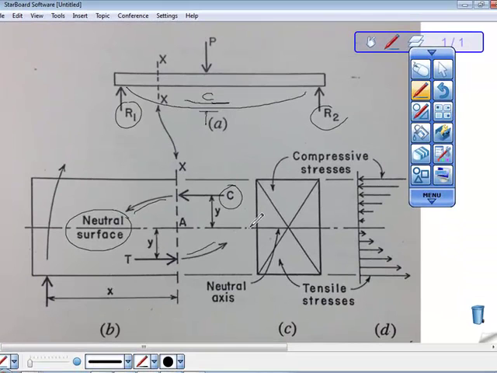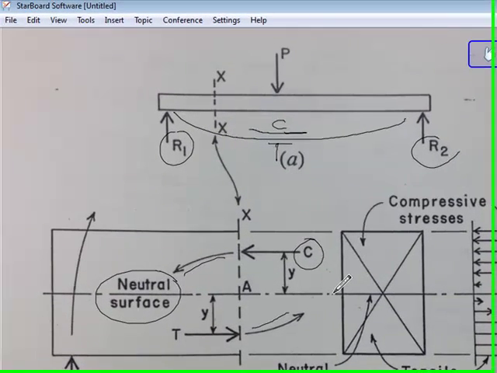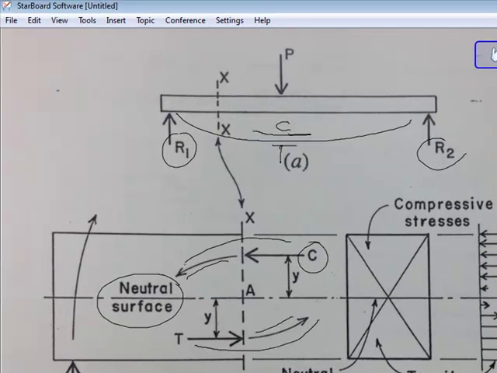So the sum of the moments in the compression and the sum of the moments in tension are equal to the reaction of the external force on the beam. So the sum of all these compressive moments and the sum of all these tension moments is going to be equal to the reaction of the external force on the beam, which will be that. So this is going to be equal to all of that.